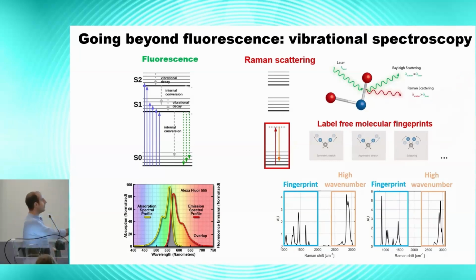The drawback is this is infinitely weak. About 1 in 10 million photons does Raman scattering. So you need strong intensity and long acquisition time.